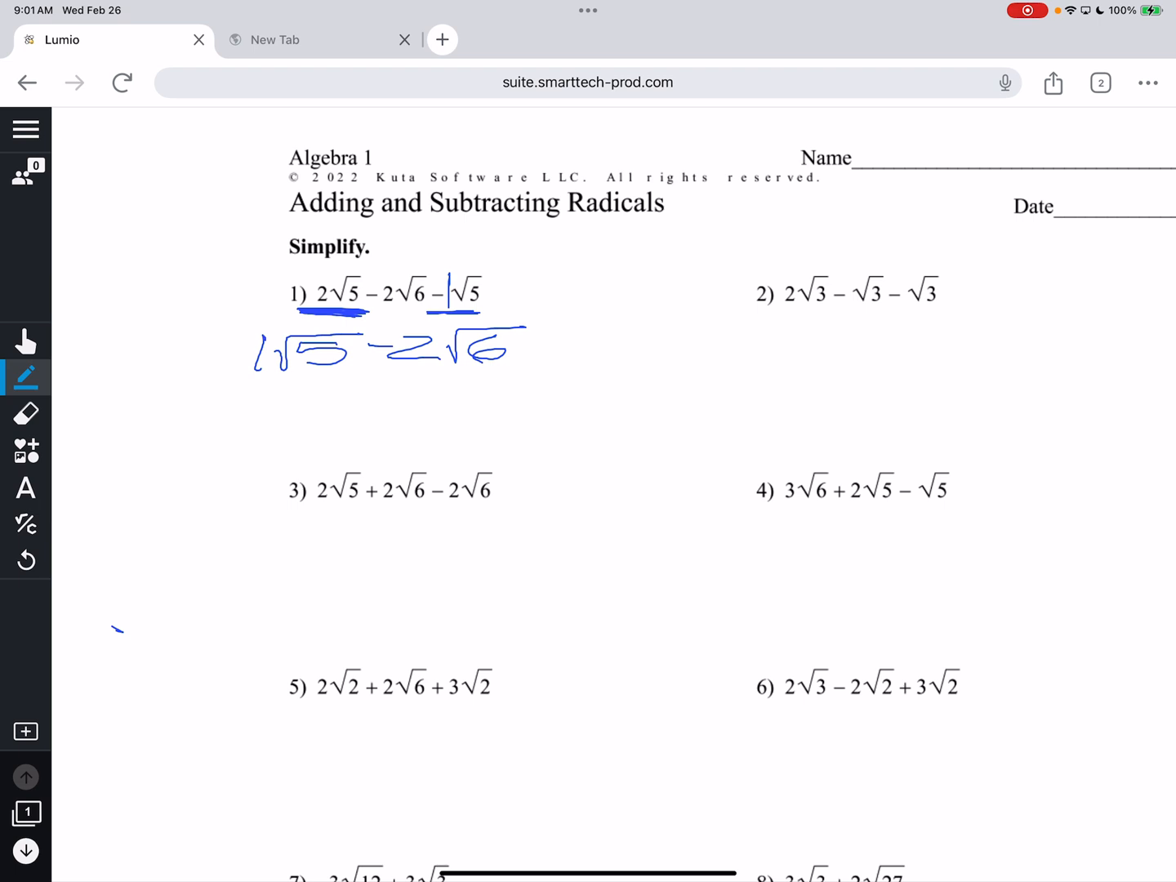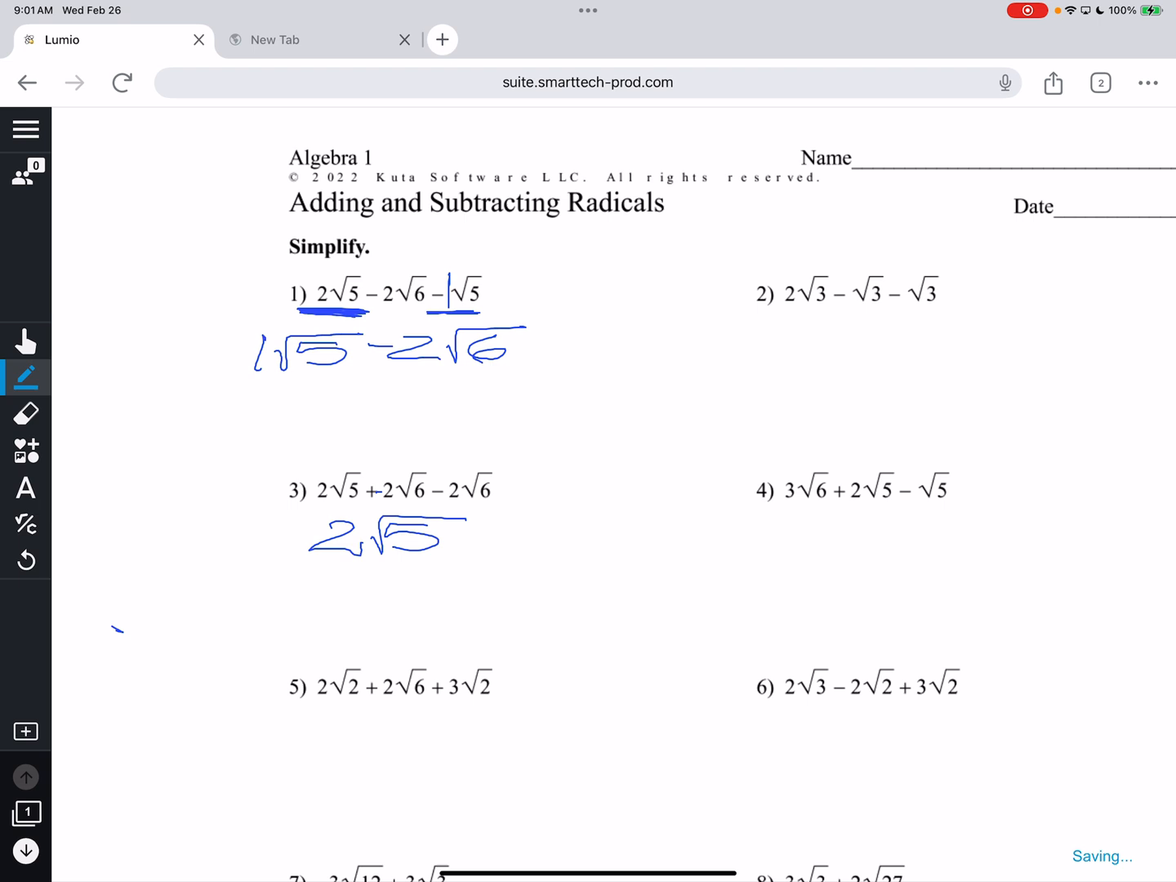All right, number 3. What would the final answer be? What do you get when you combine your radical 6s? 0 radical 5. So how many radical 5s do we have? 0. We don't have any. Right, 0, so it's thrown out. So what's your final answer? 2 radical 5.